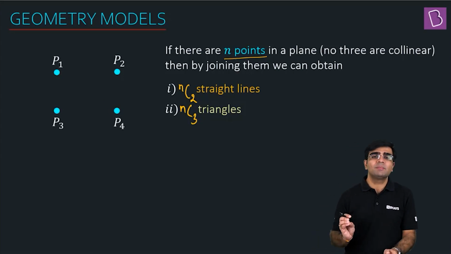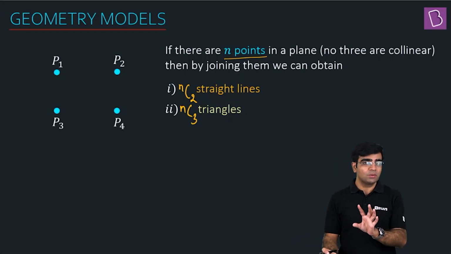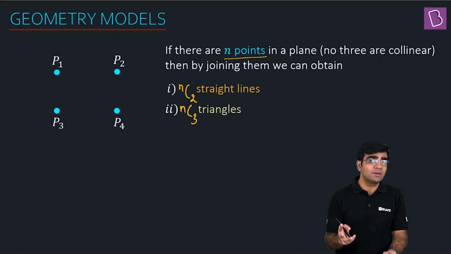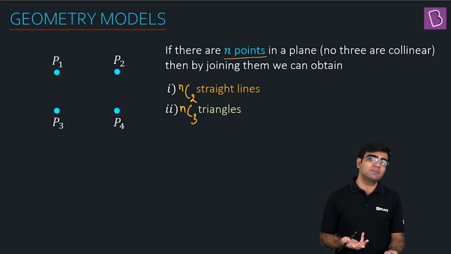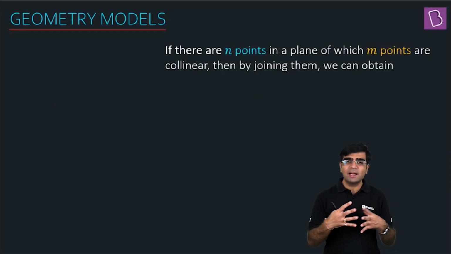Okay, so for the number of straight lines, we need NC2. You just need to choose any 2 points because none of them are collinear. No 3 of them are collinear, I'm sorry. And then for triangles, I know that no 3 of them are collinear, right? So NC3, you choose any 3 points, they will form a triangle. Sorted. Now, let's take up the case when things are not that smooth, right?